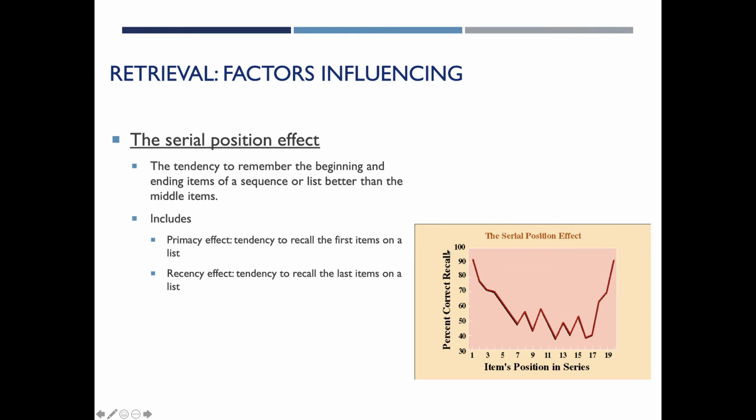In research, it's measured by looking at the percentage of correct recall of a particular list as a function of the item's position in the series. Recall is about 90% or better for the first and the last item, and the closer you get to the middle from either direction, the more poor the memory is for information in those lists.